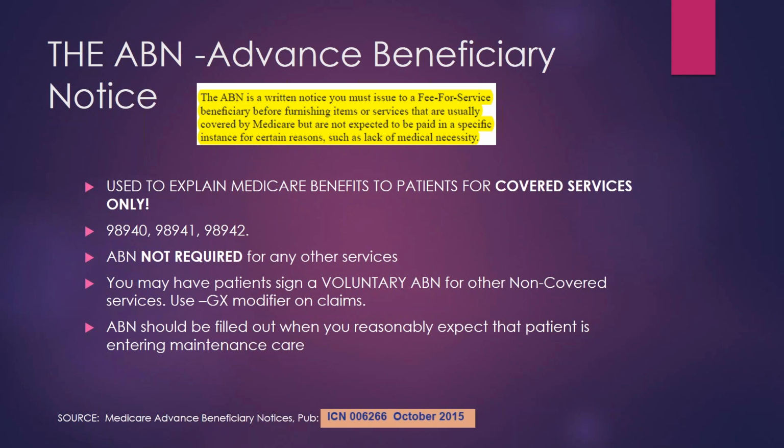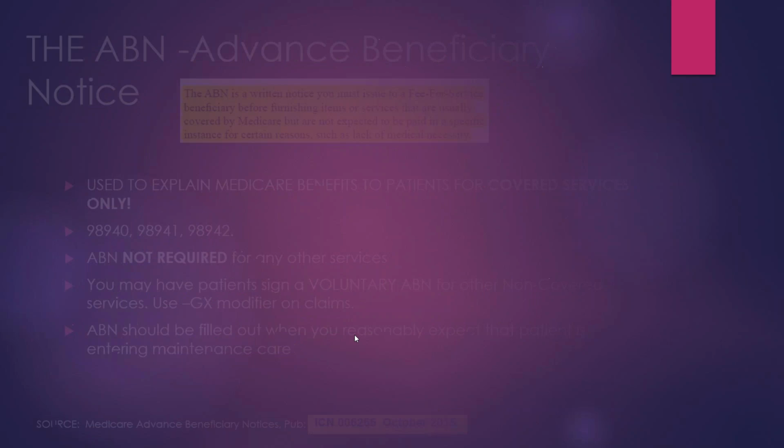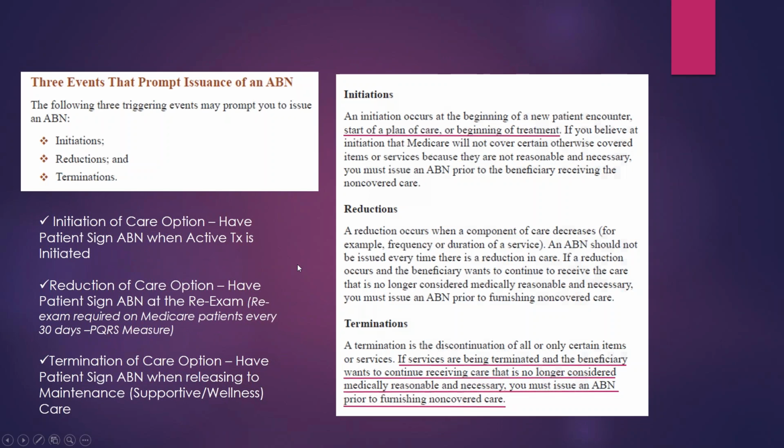And the same form is used. And I'm going to show you the illustrations of the different types of forms. So when you reasonably expect that a patient is entering maintenance care, you're going to want to have them sign an ABN. And so there are three events that prompt an issuance of the ABN.